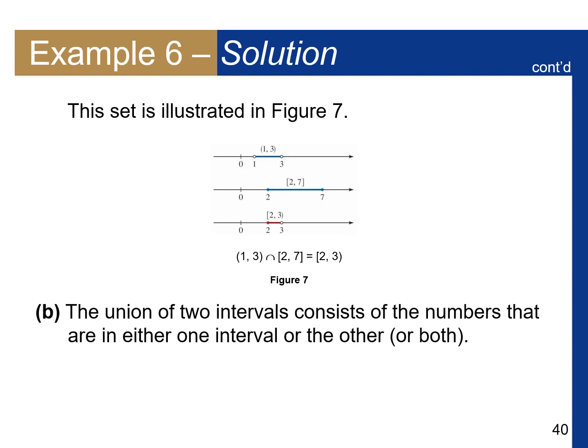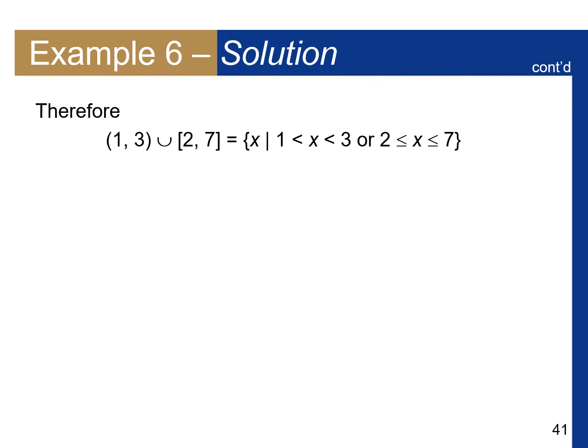Now the union means you want to have the numbers that are in one or the other, or both. So here I'm going to take a look at the same number line that I did before. And I see that I'm going to start at the 1 and I'm going to go clear through to the 7 because I'm including everything.